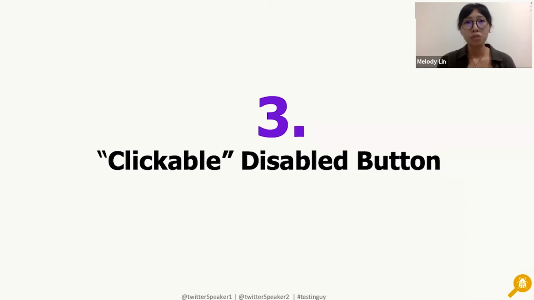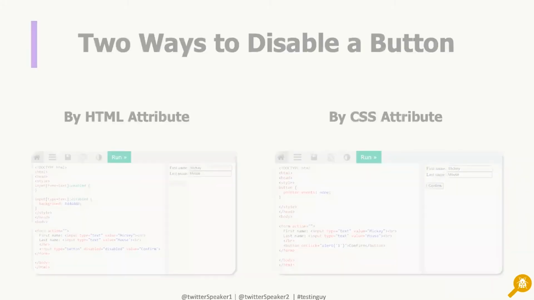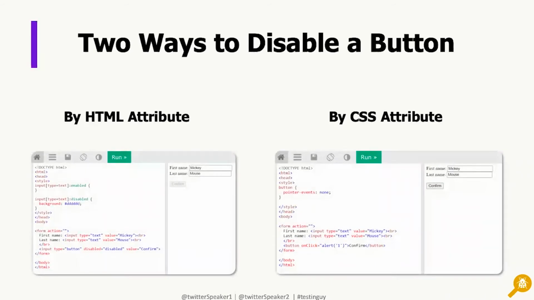So there are two main ways to disable a button. So the first way is by using the HTML attribute, and the other one is by using the CSS attribute.